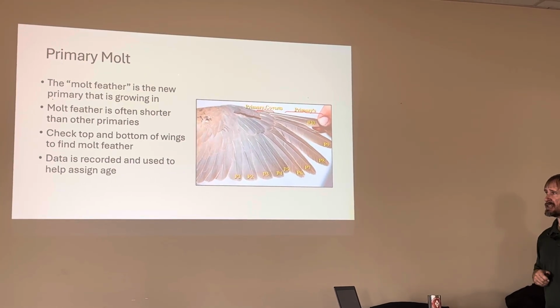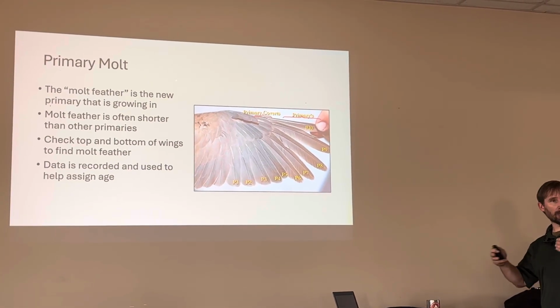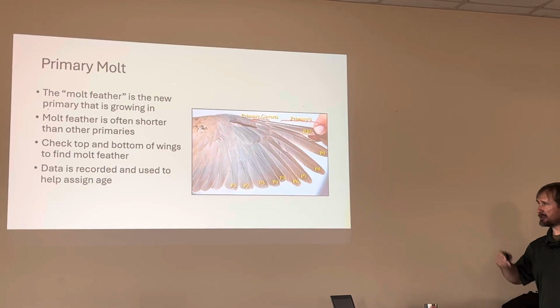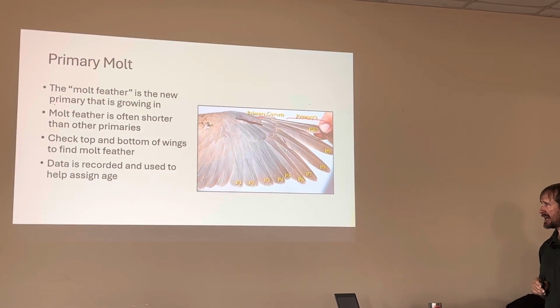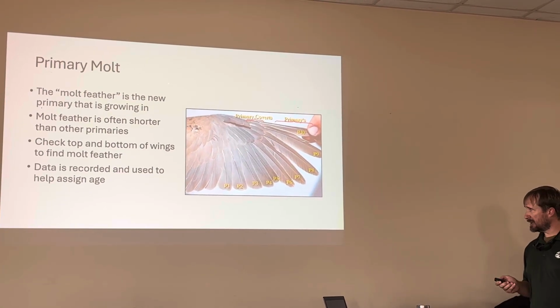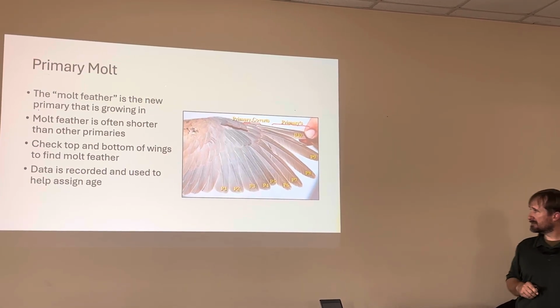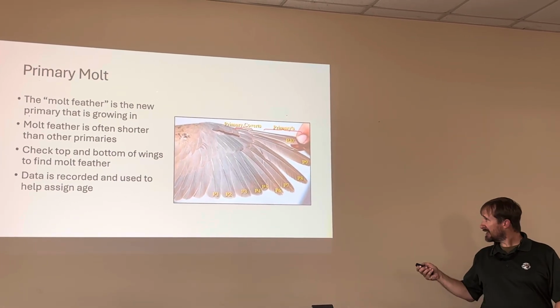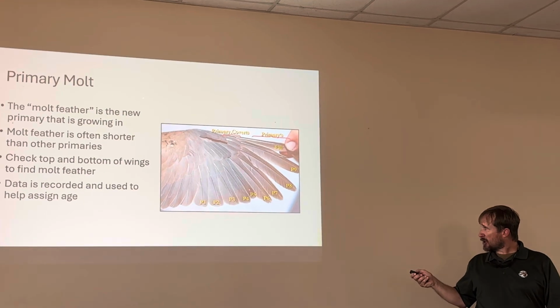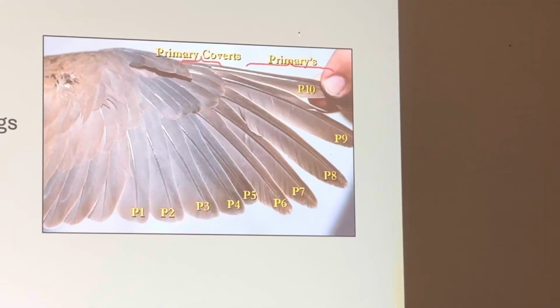And it just helps to assign age, like Lamar said, when that bird, you know, if it was the first nest attempt or the last one, you're going to have a different molt feather. So looking at that, what would y'all say the molt feather is? P5, that's right. Just a little bit darker, but mostly because it's shorter like that.